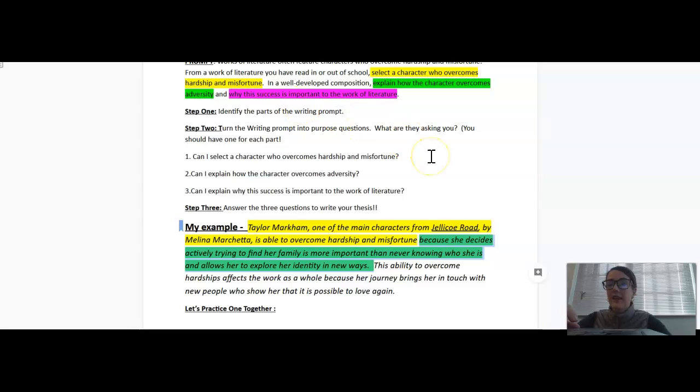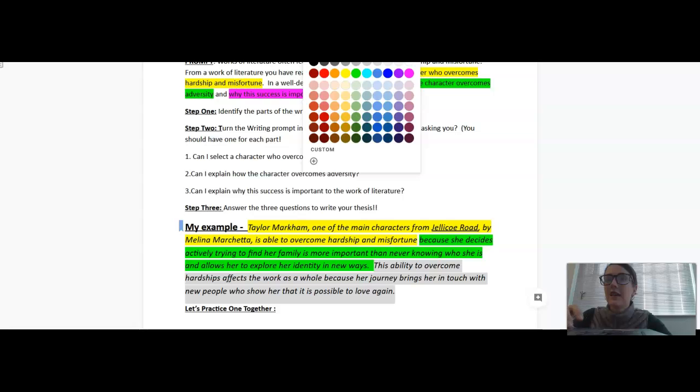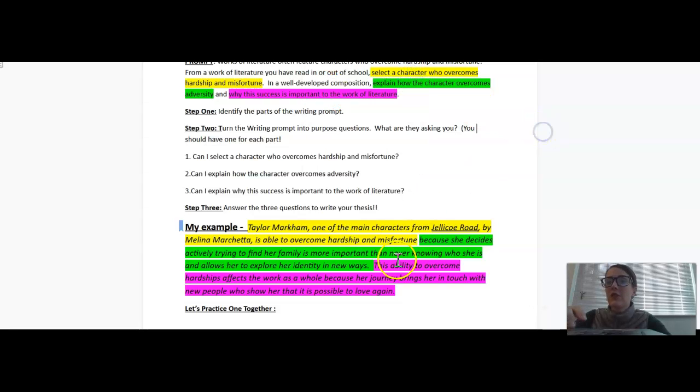Now, lastly, why is this important to the work of literature? Well, let's see here. Let's keep reading. This ability to overcome hardship affects the work as a whole. That's a key statement right there. That tips me that we're probably going to answer the 3rd purpose question, because her journey brings her in touch with new people to show her that it is possible to love again. So those key words are included in this part, and it does align to the pink purpose question, and it does answer why Taylor Markham's overcoming of hardship is important to the work of literature as a whole.